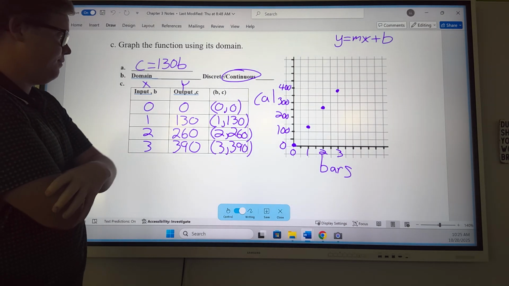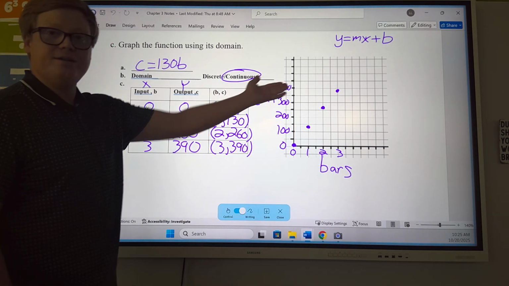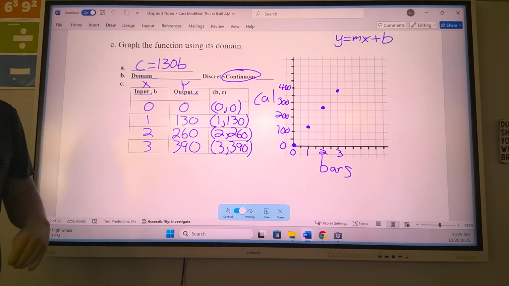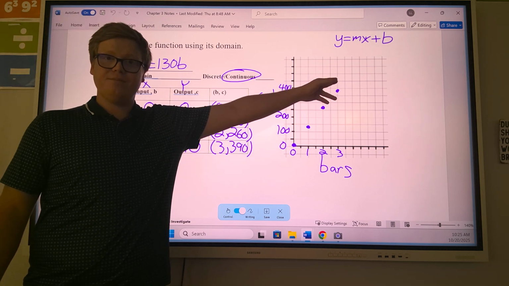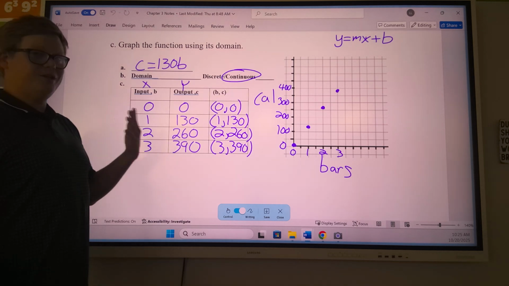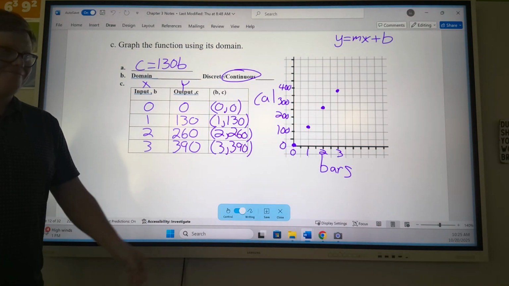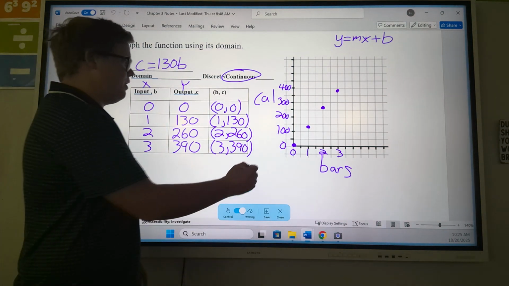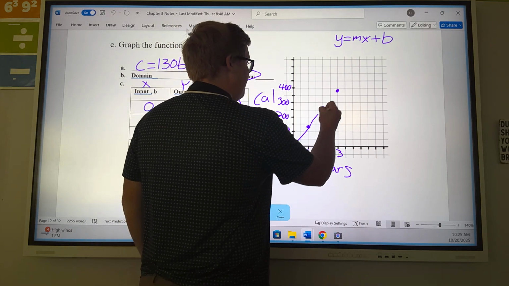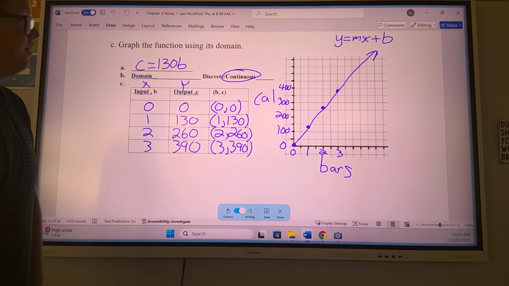Okay, so after we graph, we know that it's continuous, so we know we're going to connect our dots. But did it give us a maximum? If it gave us a maximum, then we would stop at the maximum, but it didn't. It pretty much just says you get how many calories for each bar you've eaten. So if you want to eat 100,000 bars, you can. So in this situation, we connect all of our dots, and it goes on forever because there's no maximum.